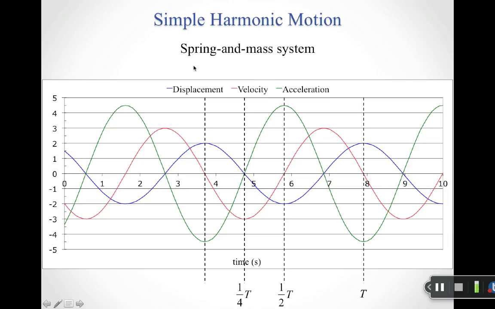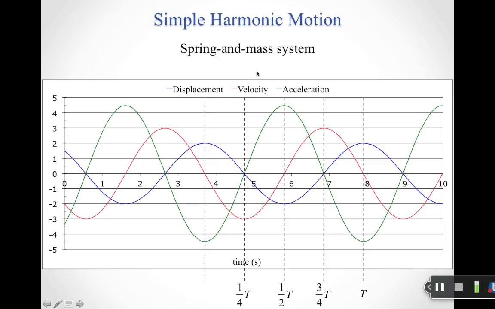I go another quarter of the way through the period. That lets it go from equilibrium over to the negative amplitude, the maximum displacement away from equilibrium in the negative direction. Now I have the maximum acceleration in the positive direction. Again, that makes sense because the spring force is trying to pull it back towards equilibrium. And my speed is 0 because the block's got to stop to turn around.